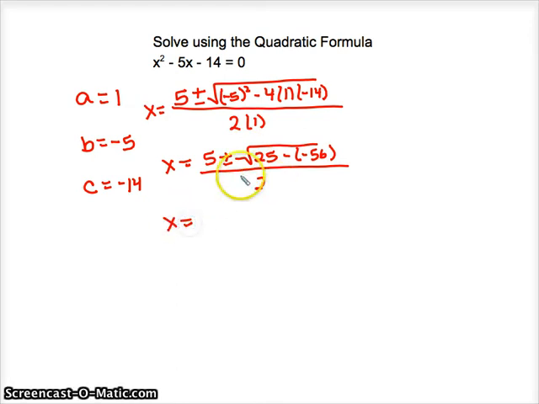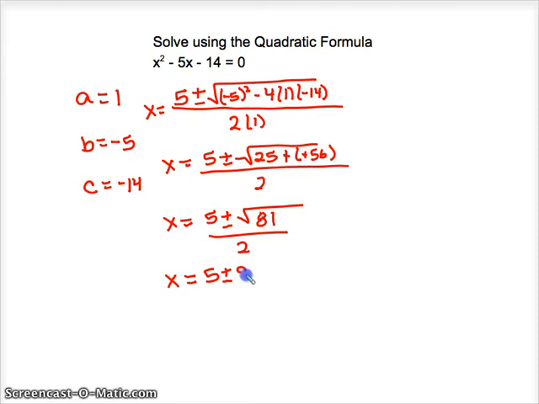Again, notice that I'm subtracting a negative, so I should have 5 plus or minus the square root of, boom, boom, 81, all over 2. We all know that the square root of 81 is 9, so x equals 5 plus or minus 9 over 2. Here's where that plus or minus comes in.